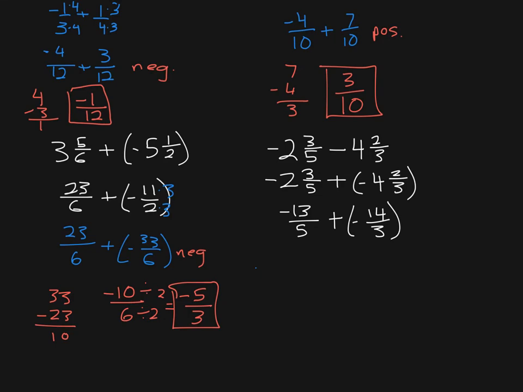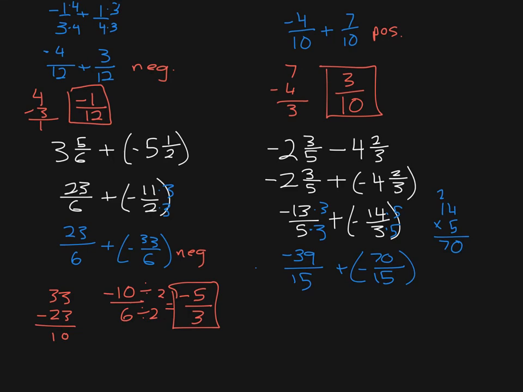A common denominator here. 5 and 3 both go into 15. So I've got to think here, what do I have to multiply 5 by to get 15? I have to multiply it by 3. So negative 13 times 3. 13 times 3 is 39. So it's going to be negative 39. And I have to do 3 times 5. So I have to do 14 times 5. 14 times 5. That's 20. 5 times 1 is 5, plus 2 is 7. So that gives me negative 70 over 15.